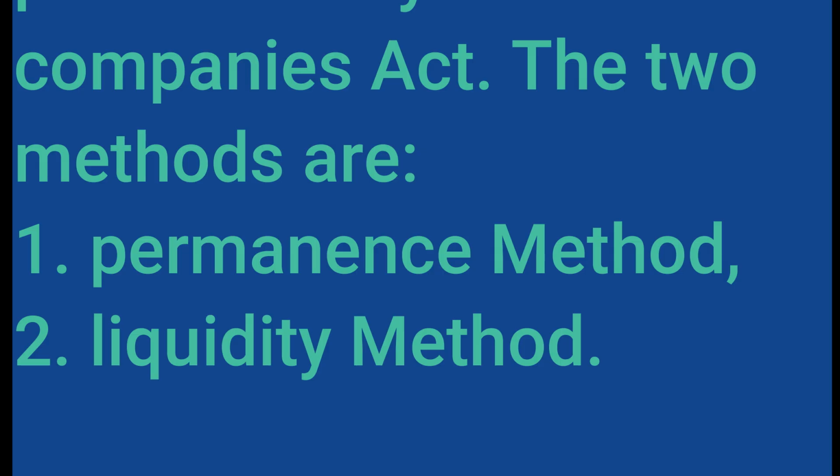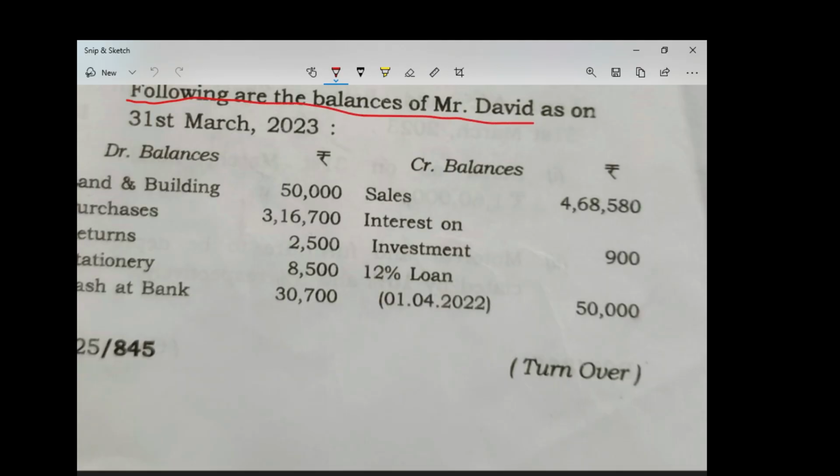To understand all this about the final account, let us solve one problem. The problem is on the screen, taken from a previous year exam question paper. So here is the problem. Following are the balances of Mr. David as on 31st March 2023. This is the financial year.